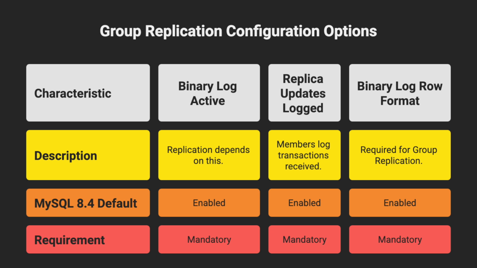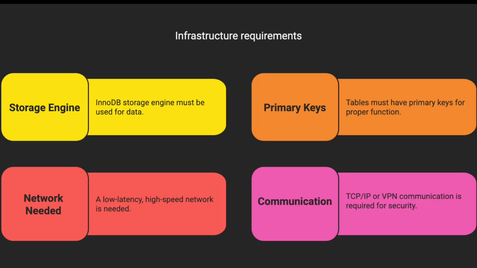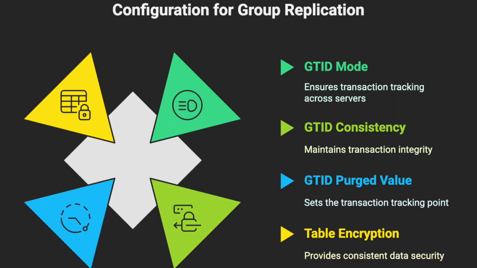Tied to that is log_replica_updates, which must be ON. Also default in 8.4, thankfully. And why is that one needed? It makes sure that when a server receives a transaction from the group, it also writes it to its own binary log. This is vital for distributed recovery. If a server needs to catch up, it uses those binary logs. I've seen cases where this was missed. Recovery becomes a nightmare. Definitely double check it. Right, makes sense. Keep going.